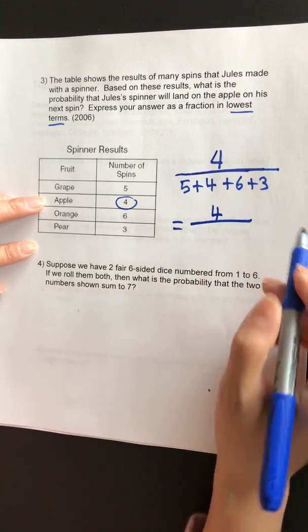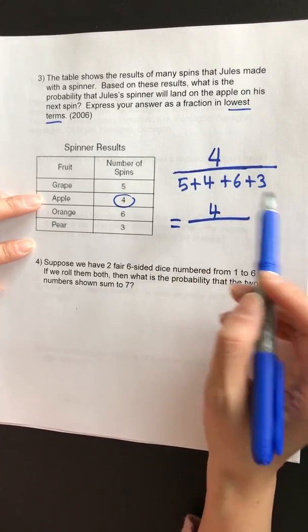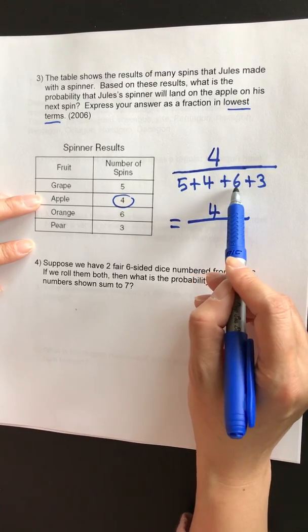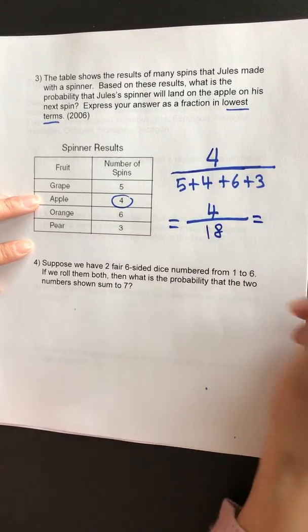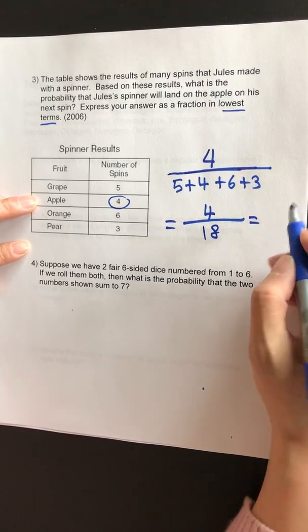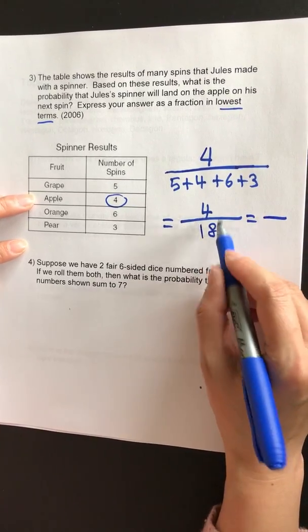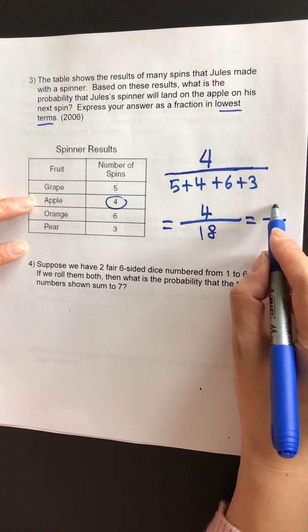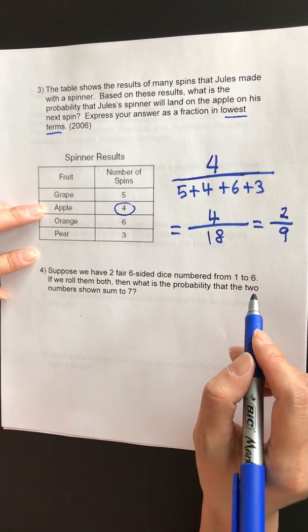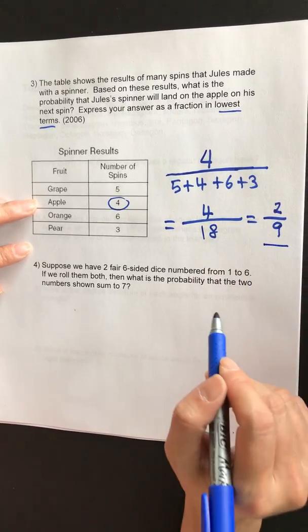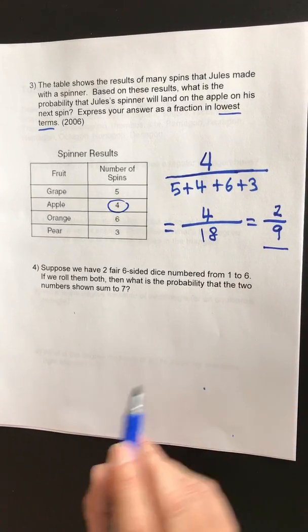So that's 4 divided by, we can add these up. So 4 plus 6 is 10, and then there's 8. This is not the simplest form, so we can, both are even numbers. We divide by 2 on top and bottom, numerator and denominator. So that's the simplest fraction form.